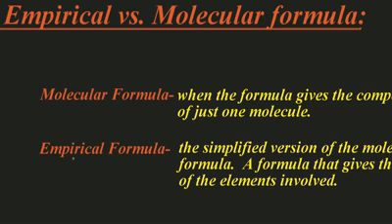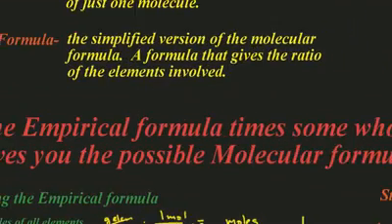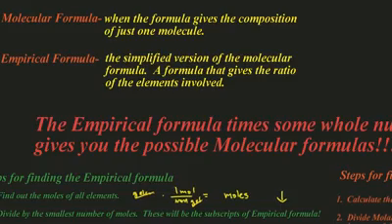Okay? So again, the simplest ratio, all the subscripts divided out their common numerical term, whereas the molecular formula is a multiple of the empirical formula. Molecular formula, as the name implies, gives you the composition of just one molecule. The empirical formula just gives you the ratio of the elements. So again, the empirical formula times some whole numbers gives you the possible molecular formulas.